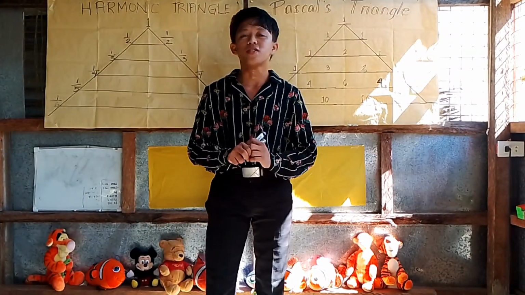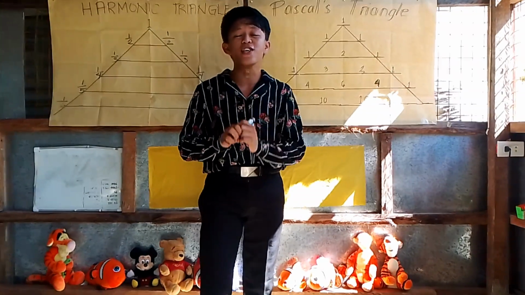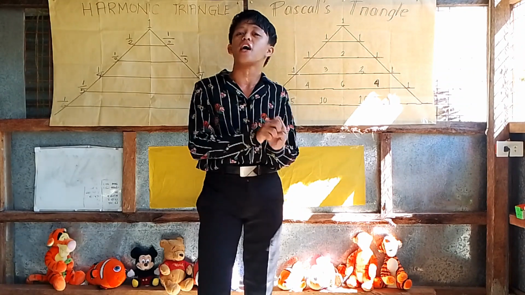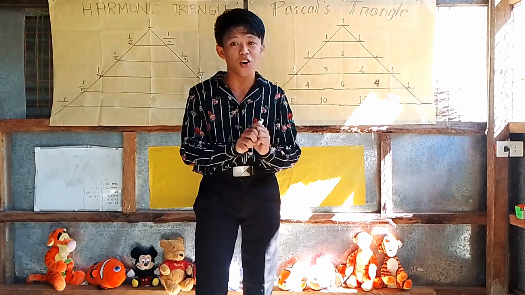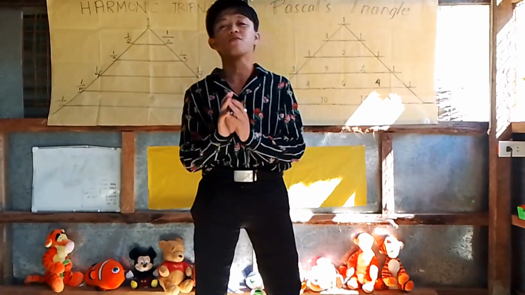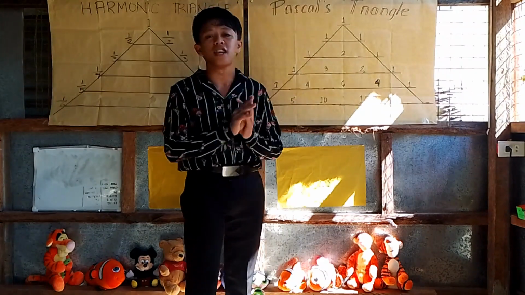First, what is Leibniz harmonic triangle? Leibniz harmonic triangle is a triangular arrangement of fractions in which the outermost diagonal consists of reciprocals of the arithmetical triangle. The arithmetical triangle is also called Pascal's triangle.